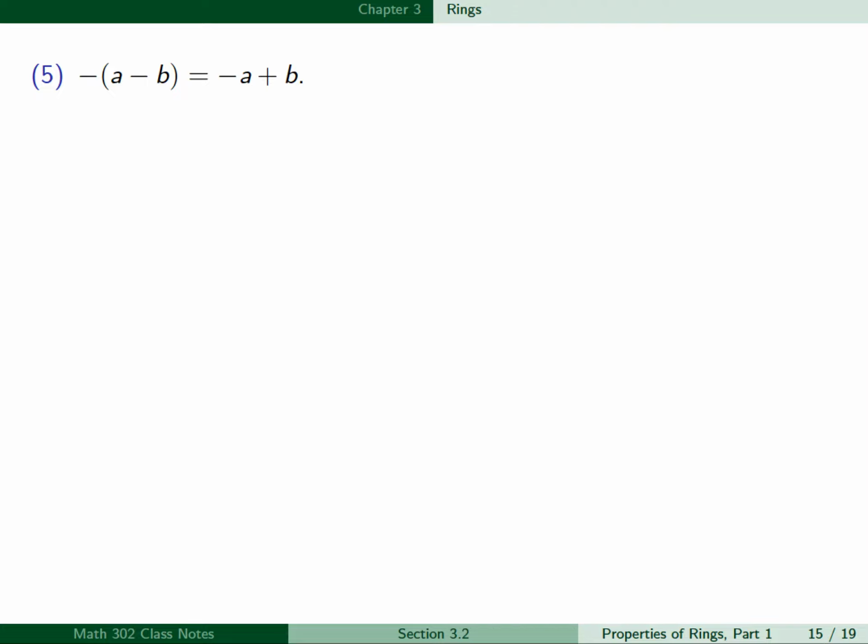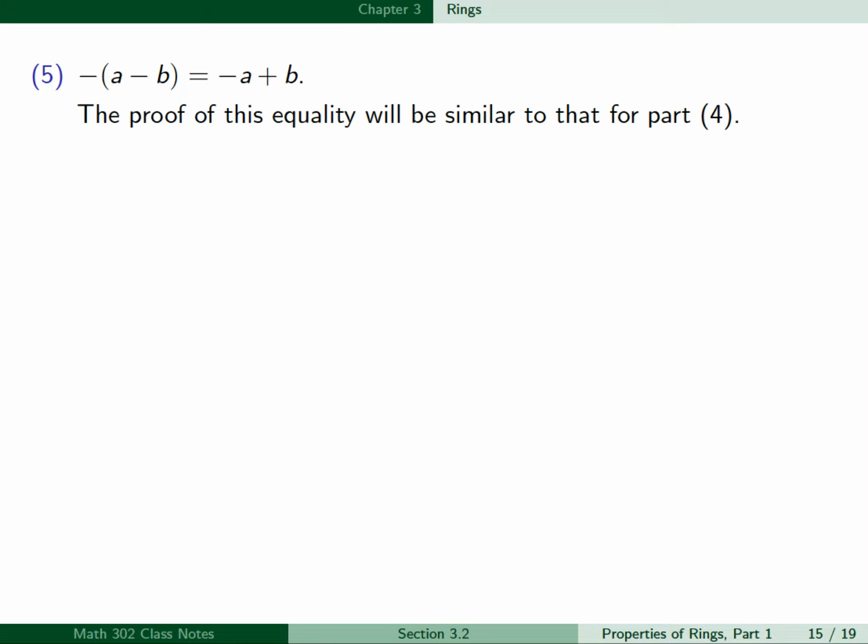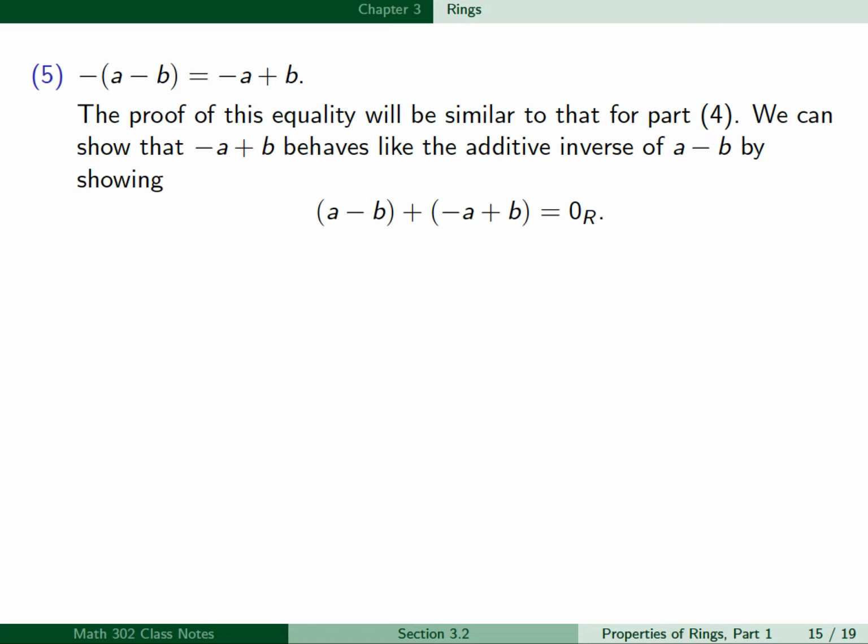For property 5, we have minus the quantity a minus b is equal to minus a plus b. And the proof of this equality will be similar to that for 4. We can show that minus a plus b behaves like the additive inverse of a minus b by showing a minus b quantity plus the quantity minus a plus b is equal to 0 sub r.